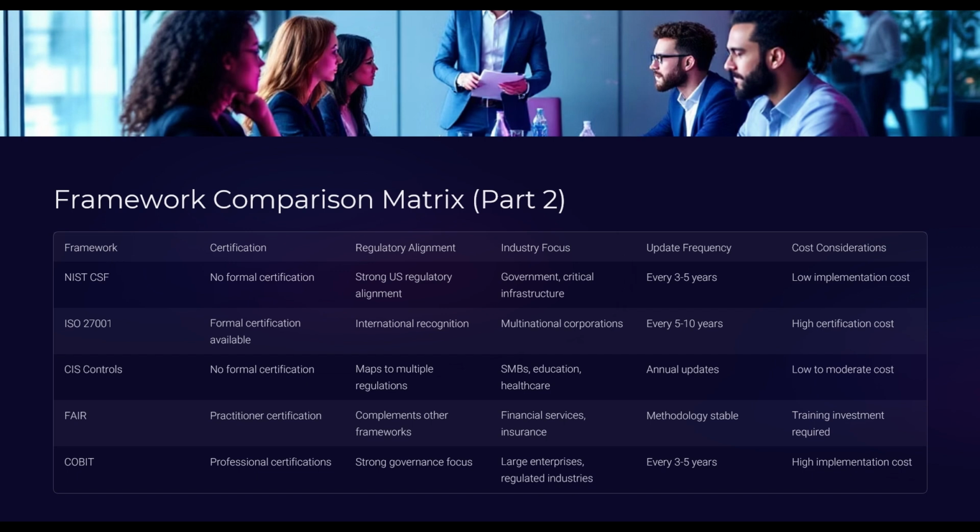Though several frameworks align with various regulations, regarding industry focus, NIST was originally designed for critical infrastructure, but has broad applicability, while the ISO has international appeal across sectors. The CIS controls work well in organizations with limited resources. FAIR appeals to the financial sector, and COBIT suits complex enterprises with significant governance needs. These distinctions are crucial when selecting a framework that aligns with your organization's specific requirements.